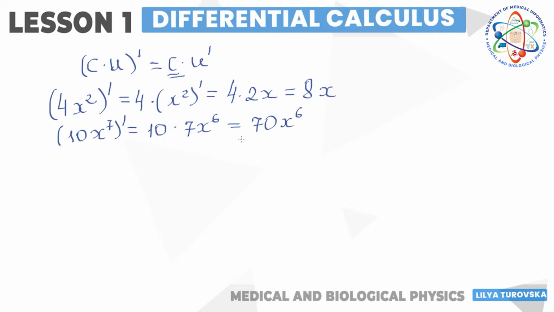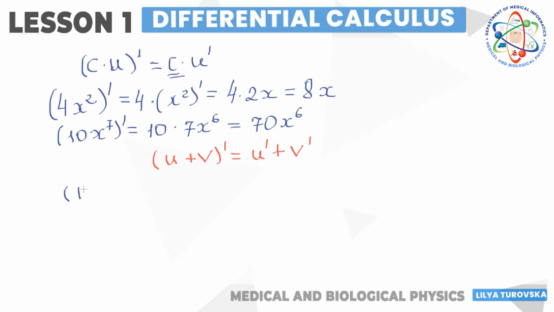That's the answer. Okay, if we have a polynomial function, we should use the sum rule. We apply this sum rule. What is the sum rule? Here is the formula. If you have two functions, u and v, the derivative of u plus v, what do we get? We should find the derivative of each one separately. So we should find the derivative of u plus the derivative of v. So we simply separately find derivatives of these functions, and here we have the example.